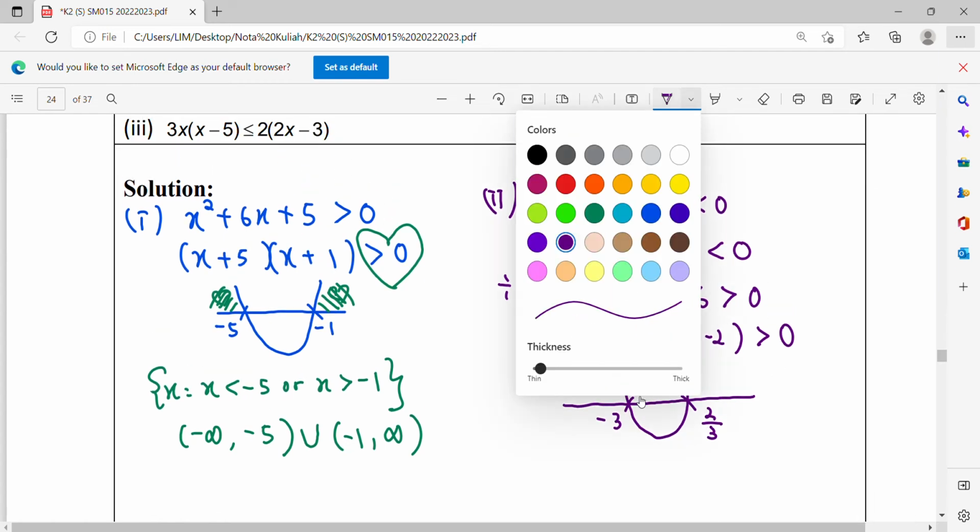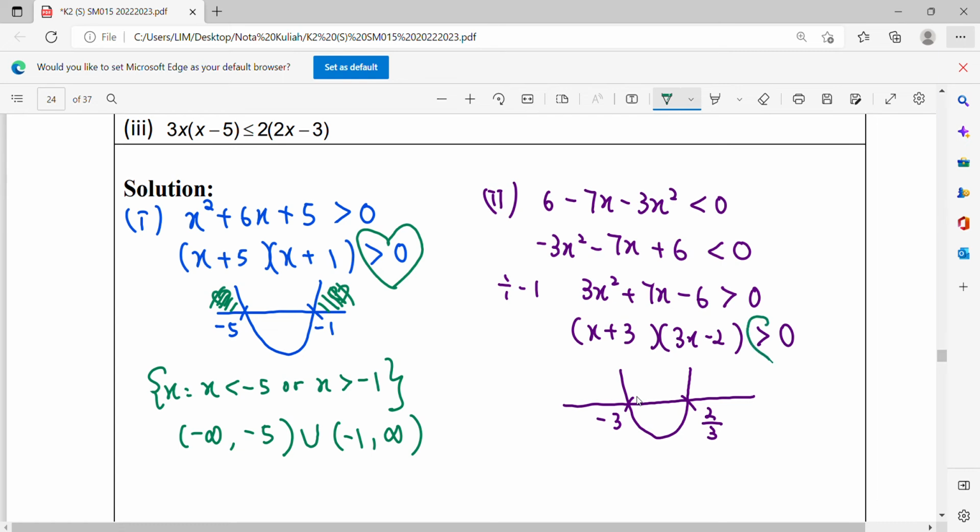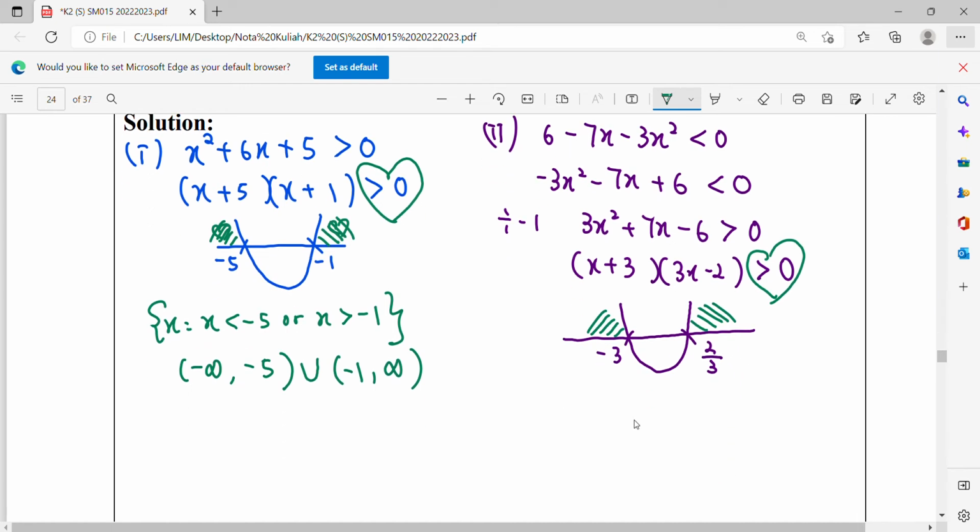Lastly, find your answer, answer D. Greater than 0 means the answer here is above the x-axis. Therefore, our answer is x less than negative 3, or another part is x more than 2 over 3.